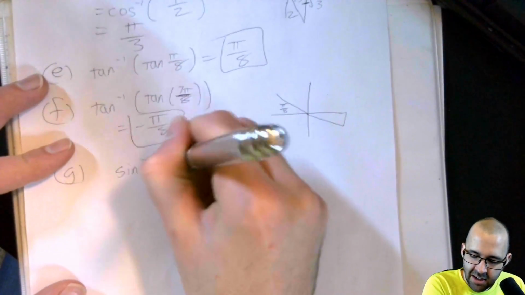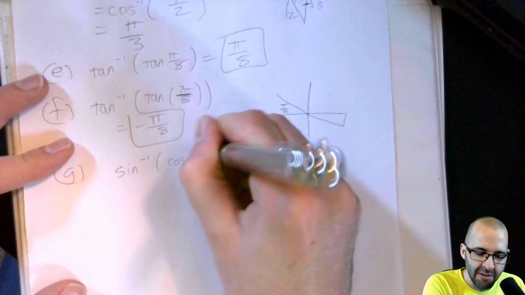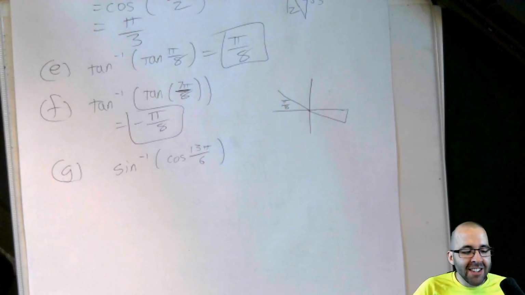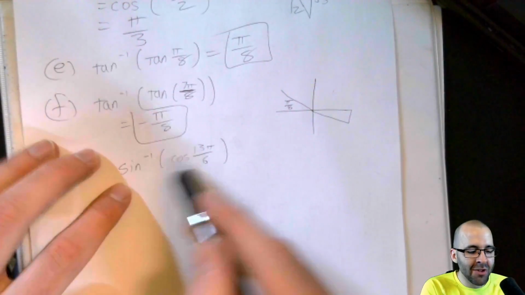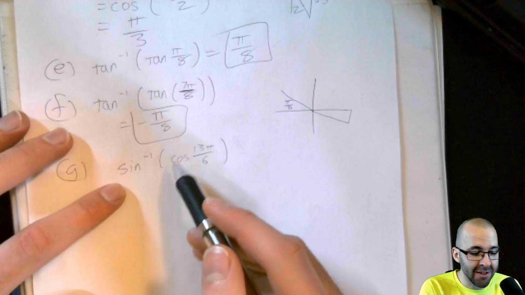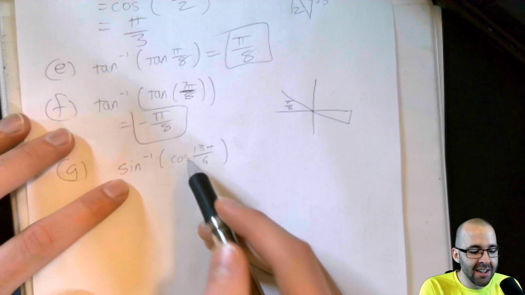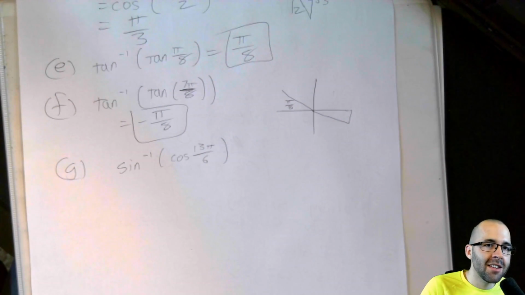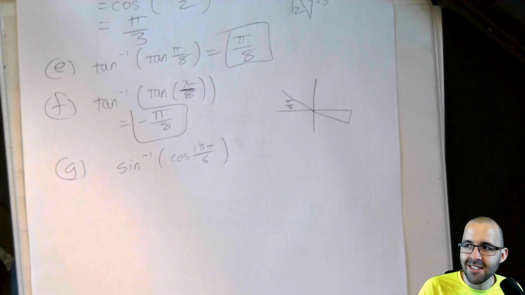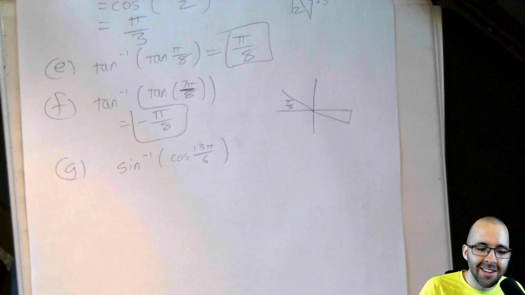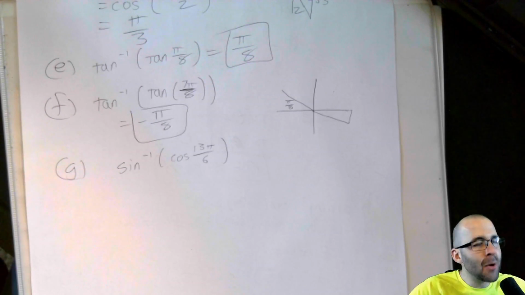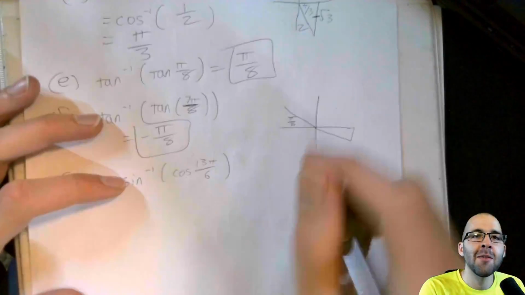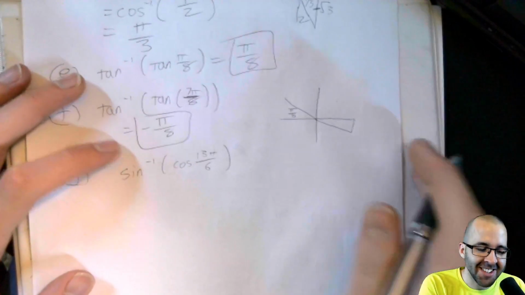Sine inverse of the cosine of 13 pi over 6. And you might say, whoa, slow down. These are not the same functions. They're certainly not inverse functions. Inverse sine and cosine are different functions. So what do we do? The short answer is, don't worry. We do it the same exact way we've done before. We just can't use a shortcut anymore. So no shortcut means more practice, which is always good.